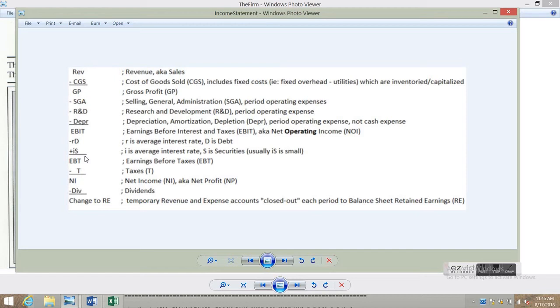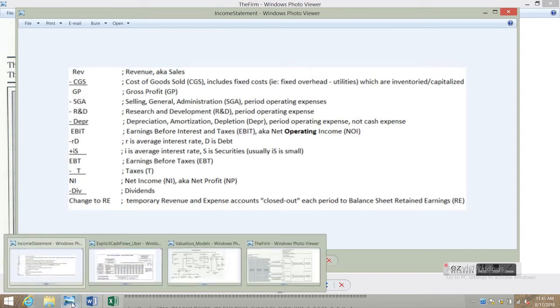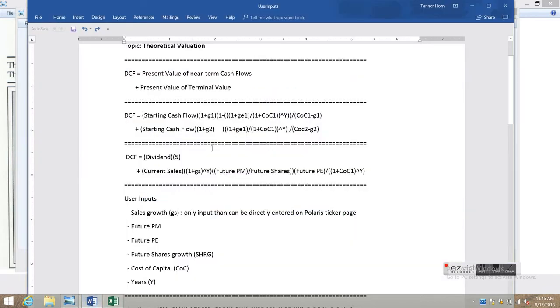It's how much additional cash you could have paid out that you chose to just keep hold of for now and use for future projects. Add that back in, and that becomes the total cash flow, or potential dividend, that you want to account for when you do cash flow type discounted cash flow. Well, let's go back to the Word document.